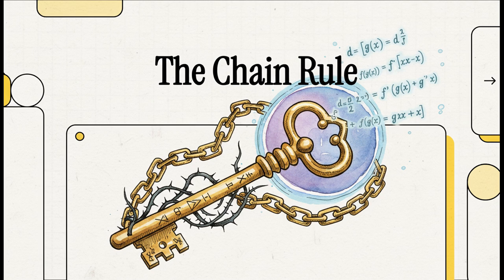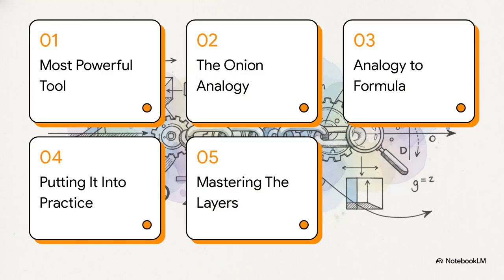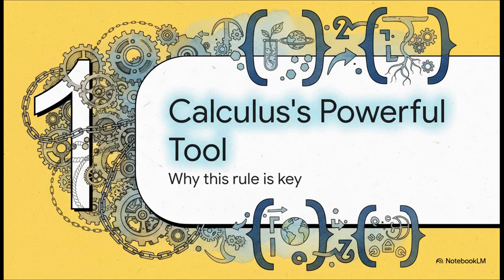So let's dive in. So here's our game plan. First, we'll talk about why this rule is such a big deal. Then, I'm going to introduce you to something I call the onion analogy. Trust me, it'll make everything click. From there, we'll translate that idea into the official formula, get our hands dirty with some real examples, and finally, I'll show you how to handle those monster functions with multiple nested layers. Okay, so let's get right to it.